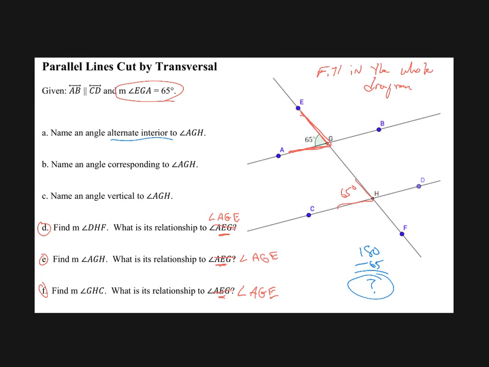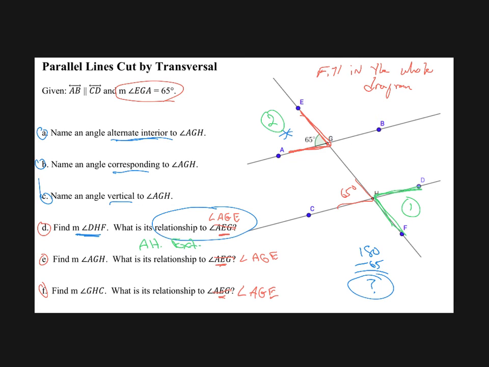For A, B, and C, all you have to do is name the angle that's alternate interior. Name the angle, name the angle. For D, we want you to find the measure of the angle, and then identify its relationship with respect to that first given angle. So DHF is where? DHF is right here. Let's call this angle 1, and let's call the given angle angle 2. What is the relationship between those two? Well, those are alternate exterior.